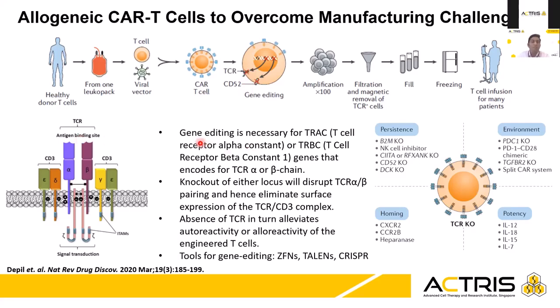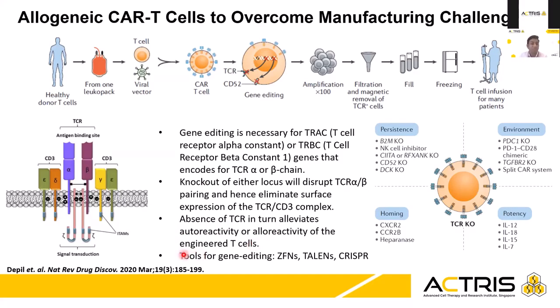What they do is gene editing on the TRAC, T cell receptor alpha constant, or TRBC, T cell receptor beta constant genes, which encode the TCR alpha or beta chain that you see here, right? Knockout of either locus will disrupt the TCR alpha beta pairing and hence eliminate surface expression of the TCR CD3 complex, right? So this entire complex will disappear. An absence of TCR does reduce the alloreactivity or autoreactivity of the engineered T cells.